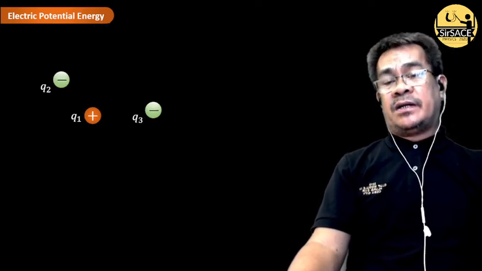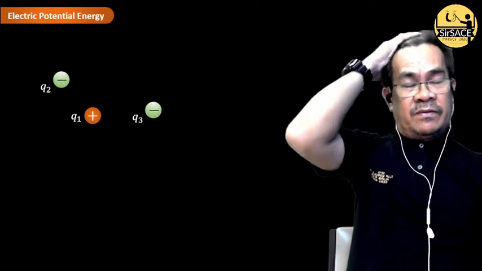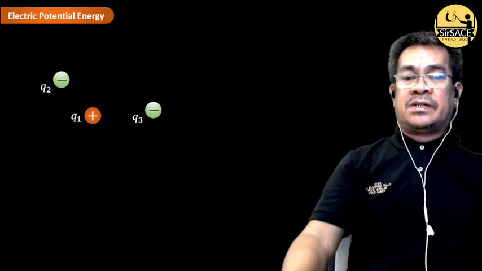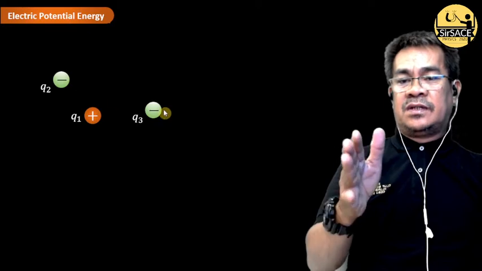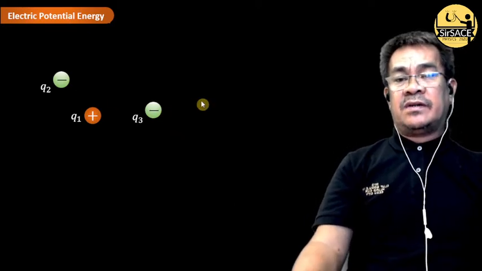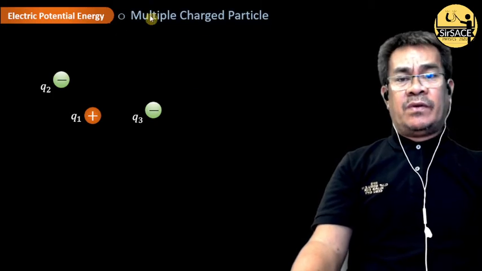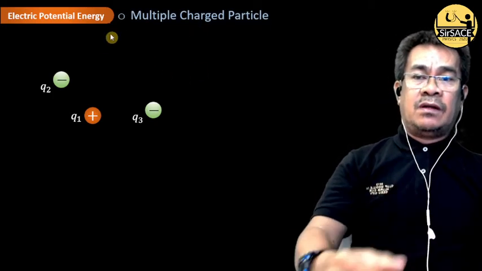Now, because our energy formula is for a single charged particle, what will happen if there are 2 or more? In this case, we have 3. We have the positive Q1, negative Q2, and negative Q3. It can be positive or negative depending on the given. By the way, we call this a multiple charged particle. So we use the term multiple for energy.